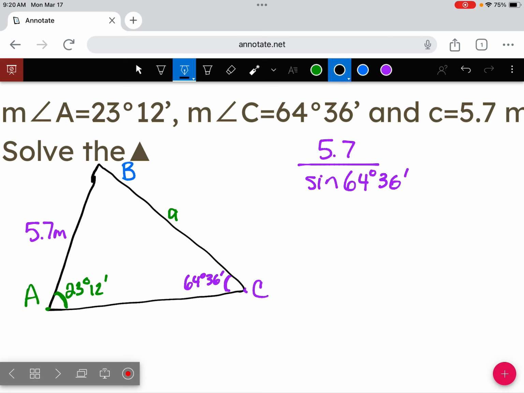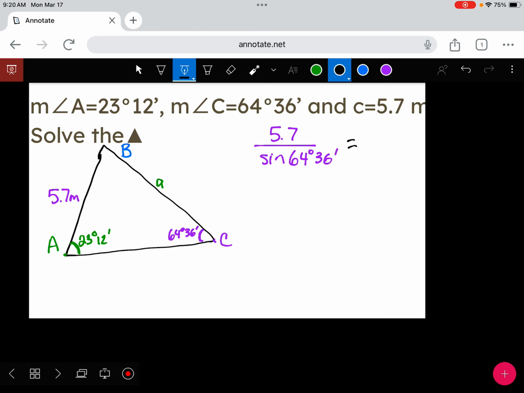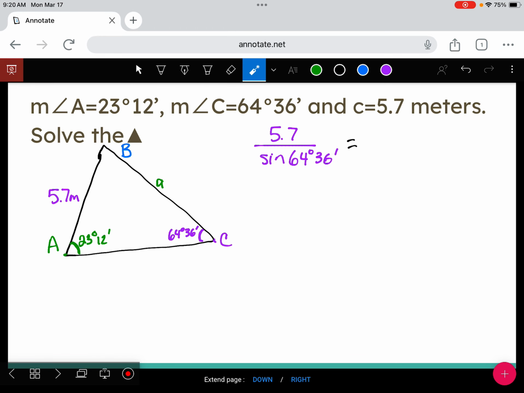I have a question. What's up? When do we know when we're supposed to put the sine at the top or put it like this? The piece we are missing should be in the numerator. Okay. So since we were looking here for side A, we put our sides on the top. If we were trying to find the angle, we put the sine on the top.